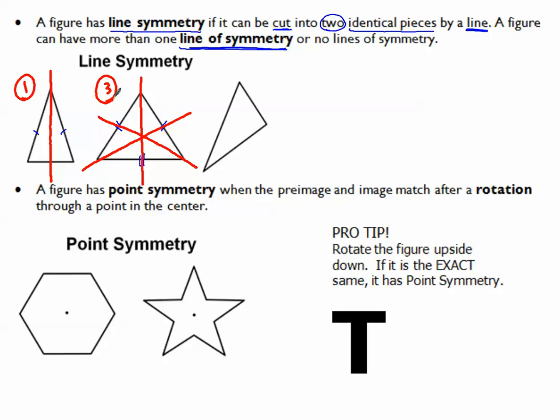How about a scalene triangle like this one? There's no way I can cut this in half. If I try to cut it like this, that doesn't look the same. That doesn't look the same on both sides. So this one has none.